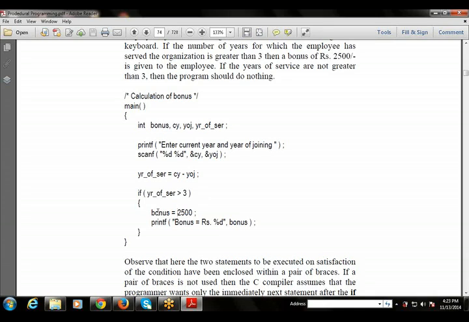This is the year of service. First of all, take two variables, that is CY and year of joining. Then year of service equals CY, the current year, minus year of joining. Then if the year of service is greater than 3, then only bonus equals 2500, then print the bonus.